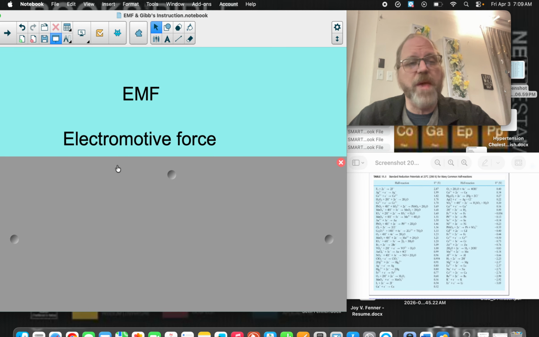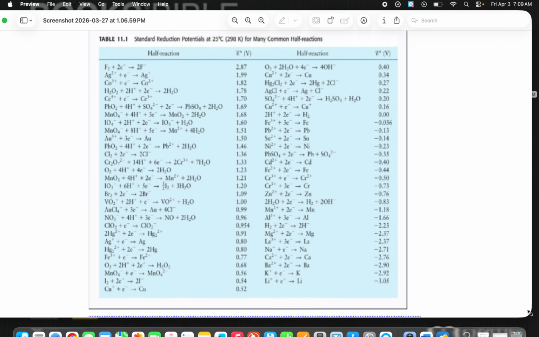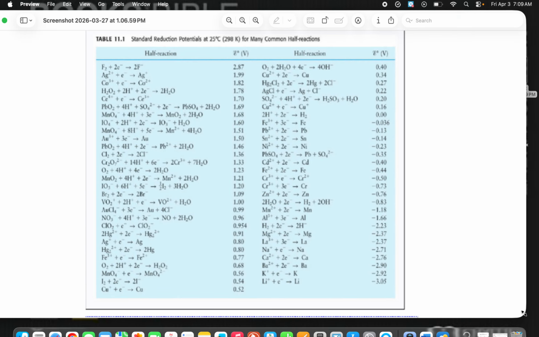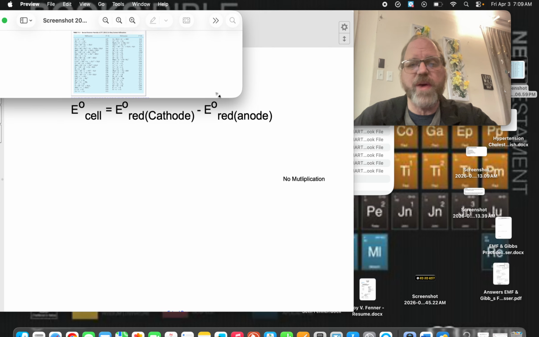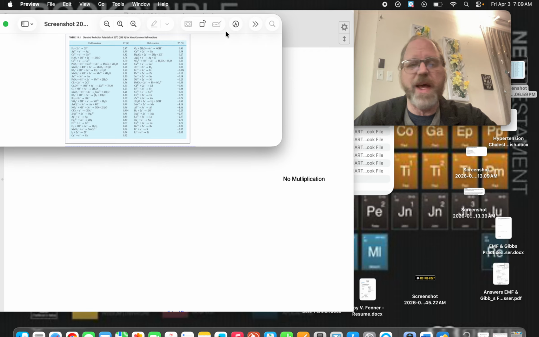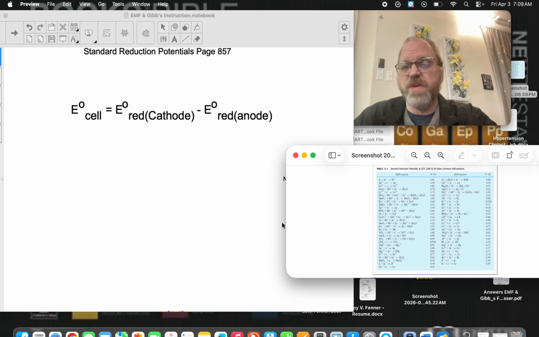Now, in order to do that, I need this chart right here, which is the standard reduction potentials. What that's going to do for us is give us all the values that we need for the given reductions to help us generate the correct values. So this chart right here is what we're looking at, and that's going to give it to us in the units of voltage.